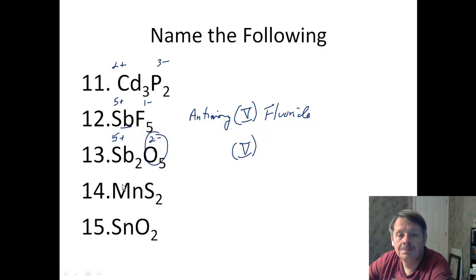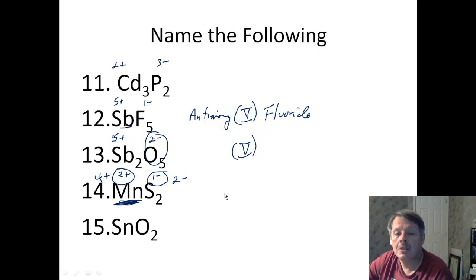How about this one? Manganese and sulfur. Well, this says this is a 1 minus, and that's a 2 plus. You'll be real tempted to say manganese. By the way, that's manganese, not magnesium. Manganese is number 25 on your periodic table. Be careful with that. Sulfur does not take on a 1 minus charge. It takes on a 2 minus charge, so I have to double that. That means I have to double the 2 plus to a 4 plus. So this is going to be manganese 4 sulfide.